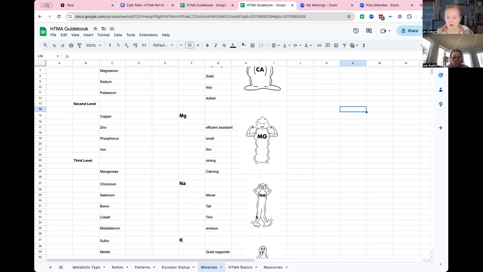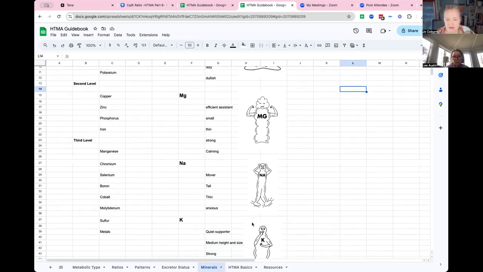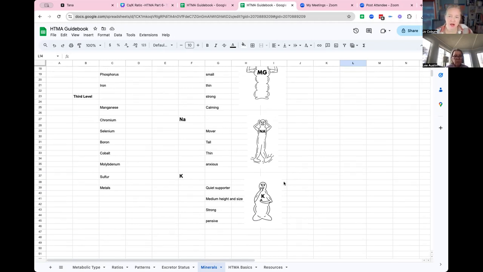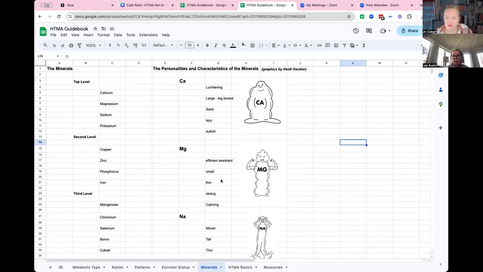Sodium is the mover. It's tall, thin, and you can think of it as a little bit more anxious. And then potassium is the quiet supporter. It's medium height, strong, pensive. If you can think of the jobs these minerals do around the body, it might help you figure out what's happening when people have high ratios, too much calcium, or too much sodium, or whatever the pattern may be.